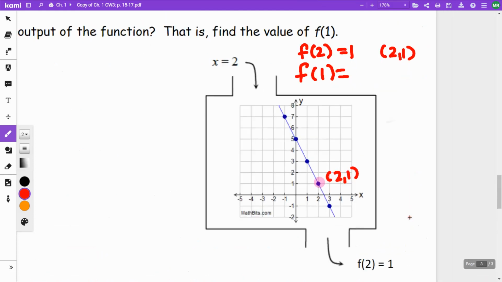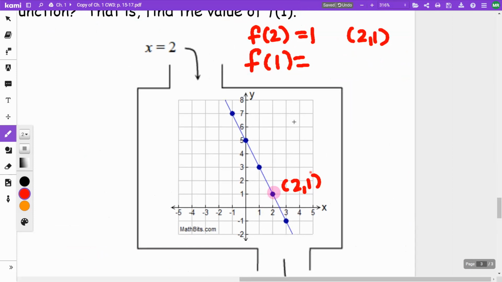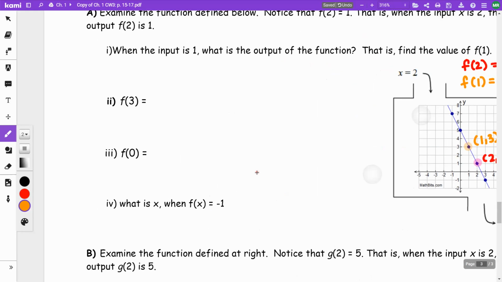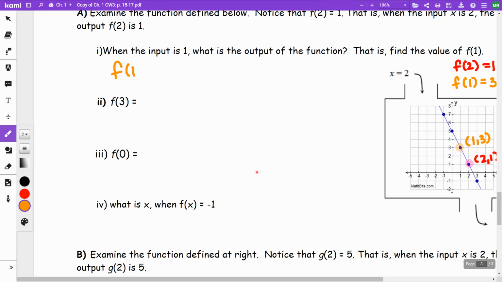So I'm going to go to my graph, and I'm going to go to 1 on my x, and I'm going to go to where I hit a point. So that's going to be this point right here, and that point is 1, 3. So when I put in a 1, let me just write this so I color code. When I put in a 1, I get out a 3. Another way to write that is 1, 3. So the next one, so here, let me write that down here. So f of 1 is 3. Next thing I'm going to do is find f of 3.